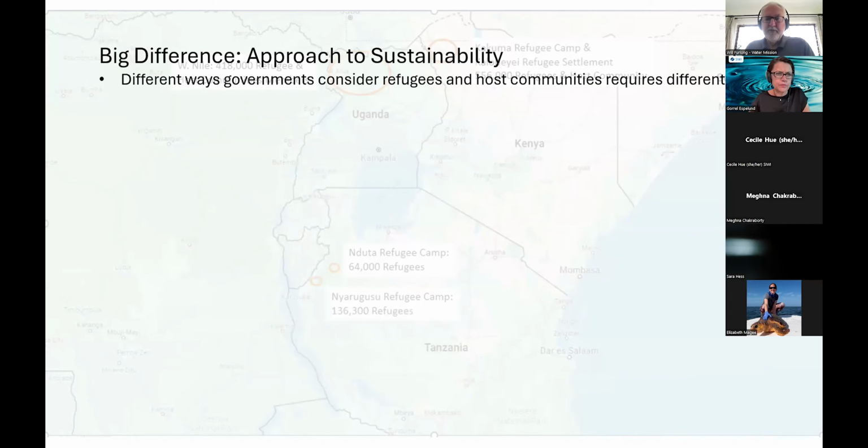In spite of some commonalities that are pretty much universal to managing and reducing conflict, there are some rather big differences between countries in the way governments consider refugees. In Tanzania, for example, the government isolates refugees in camps that are separate from host communities.